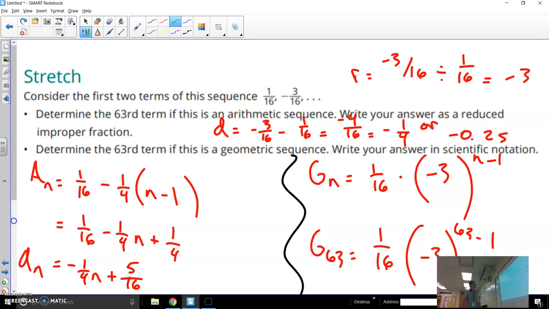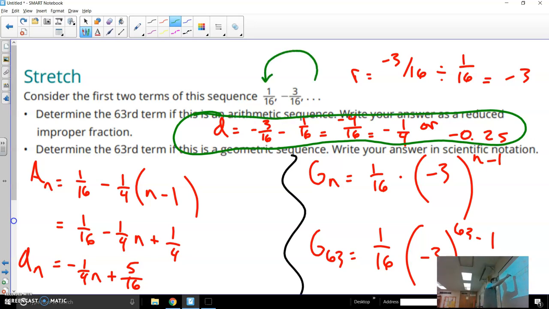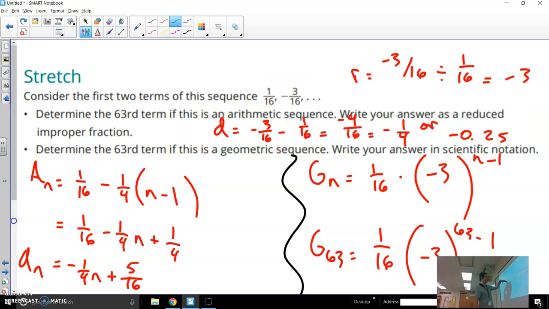Let's stretch that a little bit. Consider the first two terms of a sequence. They give us two fractions, 1/16 and negative 3/16. So what I've done is I've taken a moment to say, if it's arithmetic, what would the common difference be? So I subtracted the first one from the second one. And if you do that, they have a common denominator. So negative 3/16 minus 1/16. Those numbers in the top, the numerators, go together to give you negative 4/16, which is really just negative 1/4. So you can either think of it as negative 1/4 or the decimal of negative 0.25.